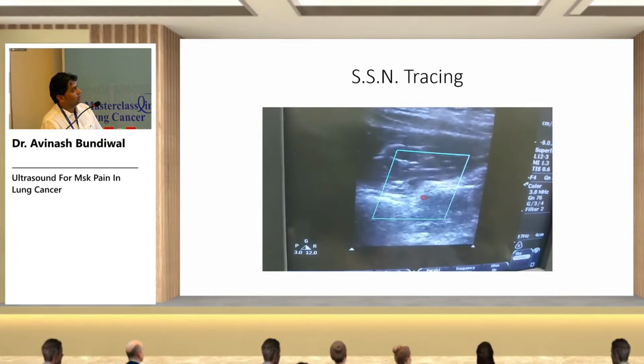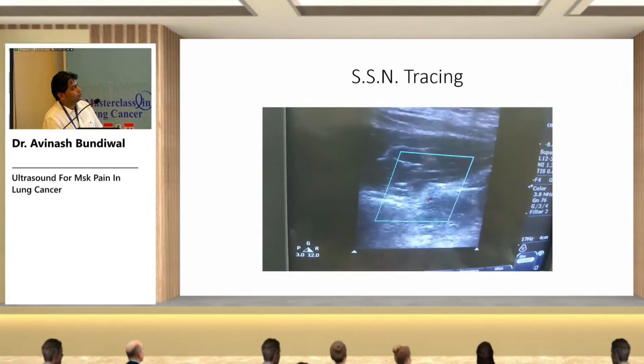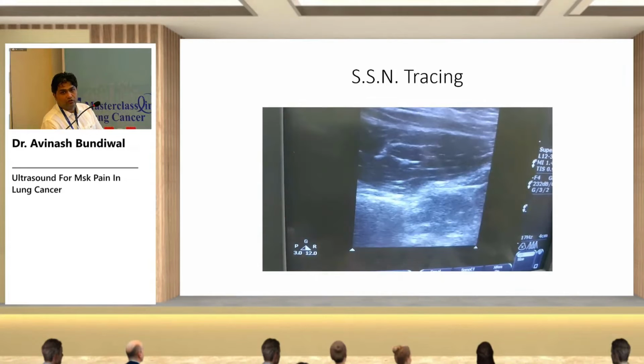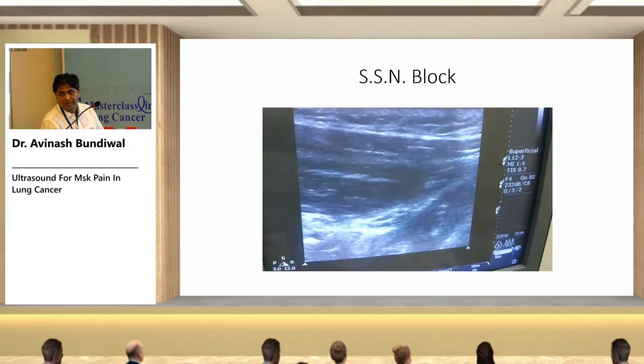Now I add color, so you can see here. So this is your suprascapular artery. So it confirms that you are in the right place.